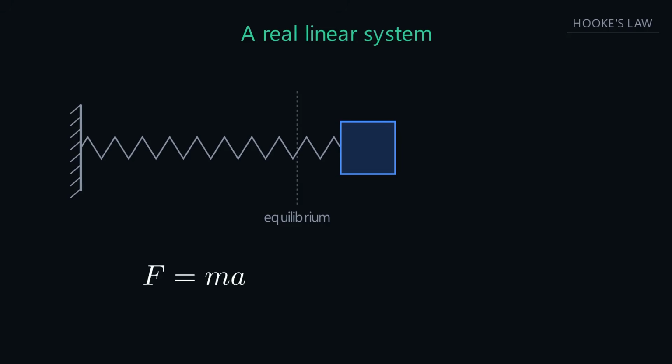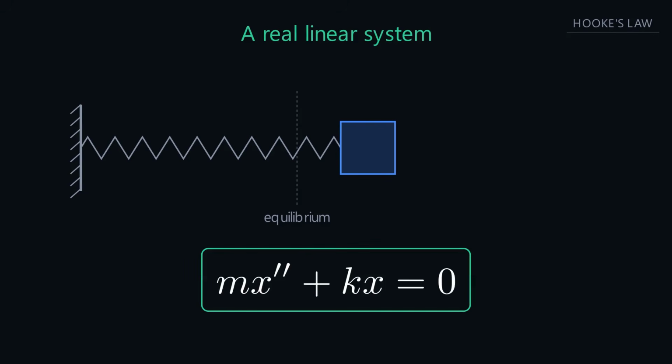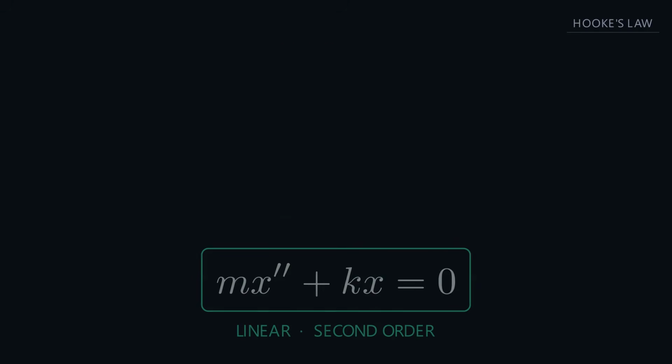We write F, the force, equals mass times acceleration, acceleration being the double derivative of x, and force equals negative kx. So now we have mass times x double prime equals negative kx. And we can actually put everything on the left-hand side and say m x double prime plus kx equals 0. That's a linear system, second order differential equation. It's pretty simple. We'll get to it soon.